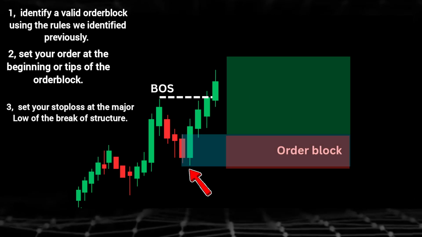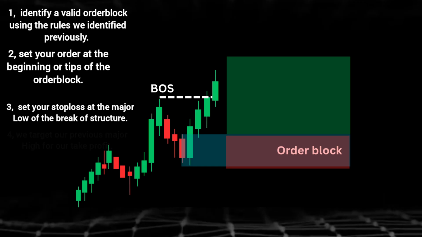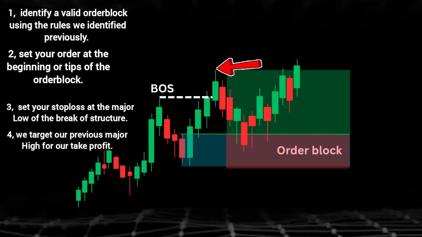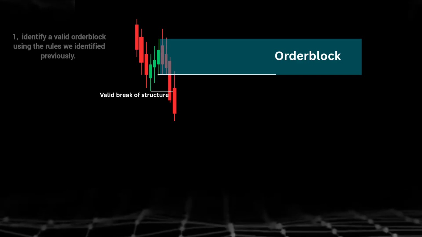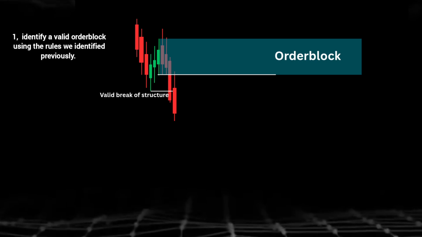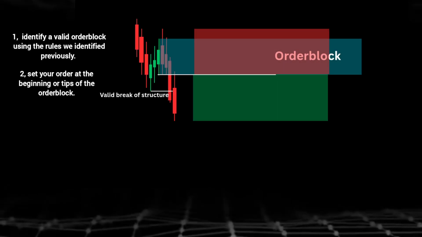3. Set your stop loss at the major low of the break of structure. 4. We target our previous major high for our take profit. Same scenario in the bearish scenario. 1. Identify a valid order block using the rules we identified previously. 2. Set your order at the beginning or tips of the order block.